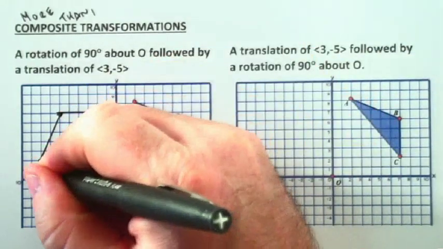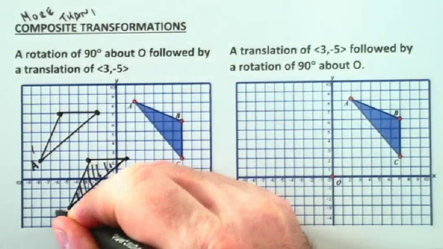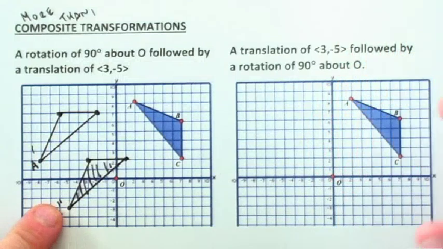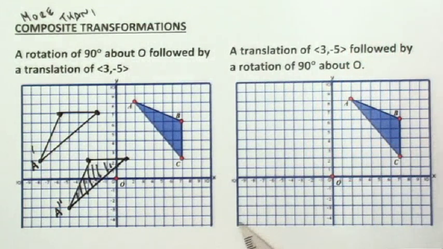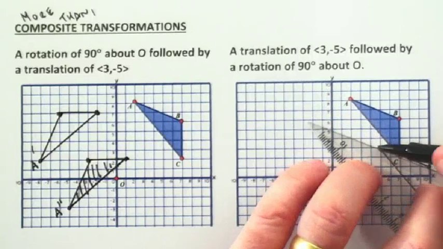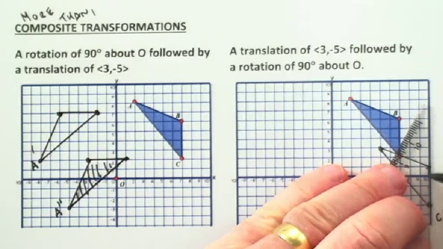This is our A prime, and this would be A double prime, the first thing that happened and then the second thing that happened. Let's go over here and now do the exact same things but in a different order. This says slide 3 right and 5 down. So here is C prime. So our first motion was a translation this time, and now we're going to do the rotation.